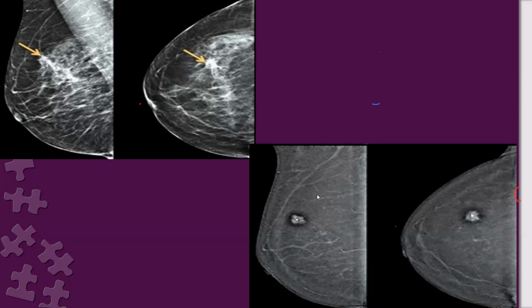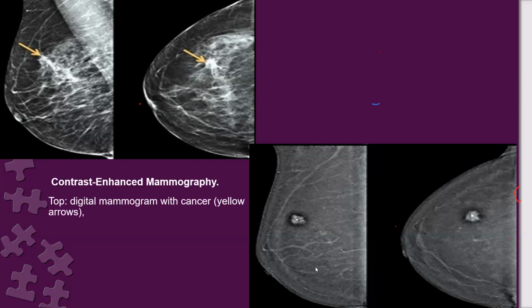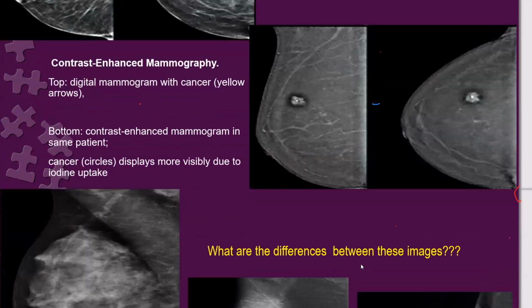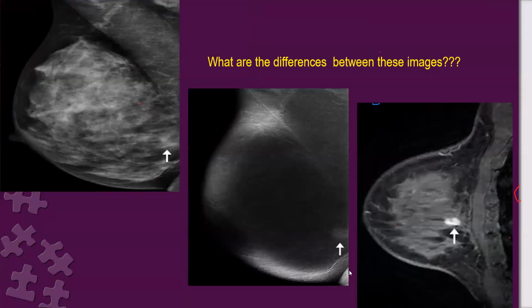So it represents what? Uptake of contrast, uptake of iodine contrast. Yes. So this is contrast mammography. This is the digital mammogram, and this is the contrast mammogram, demonstrating the mass taking up contrast. It enhances. That is the difference here.